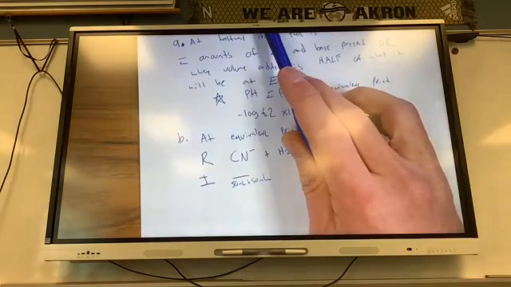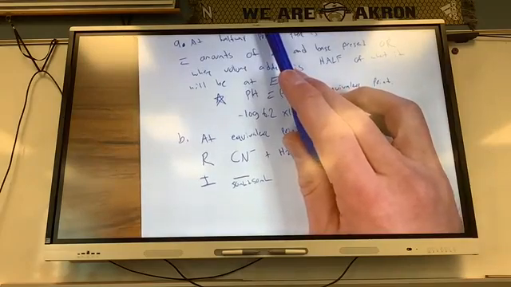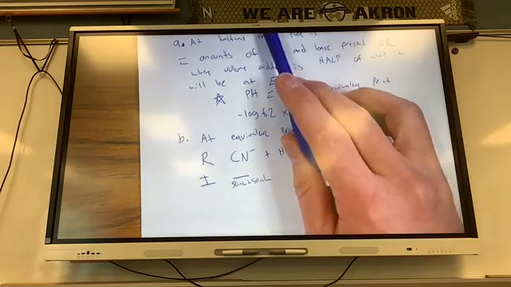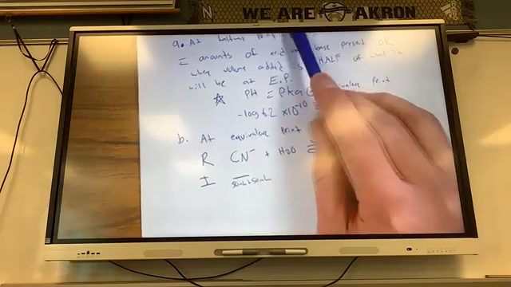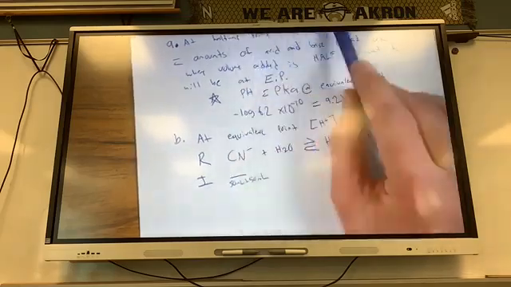Do I have a volume here, C or no? Is this a volume? C. Is this a molarity? If I multiply those together, can I get moles?